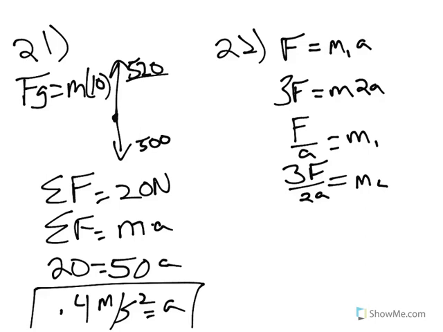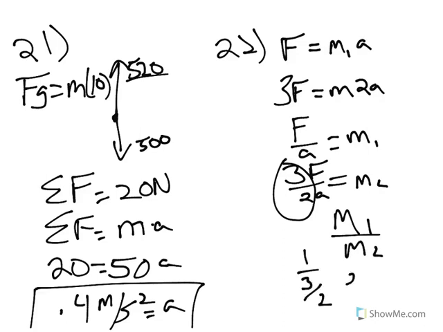over 2A. So the relationship between these two should be 3 to 2, or 2 to 3, depending on which way we lay it out. So it should be 2 to 3 for them. All right. So if we do M1 over M2, we should get 1 over 3 over 2, which would be 2/3, or 2 to 3. So that would be B. The answer should be B.